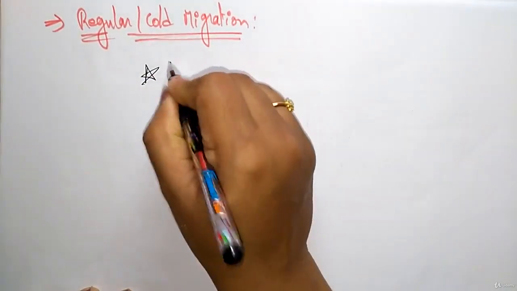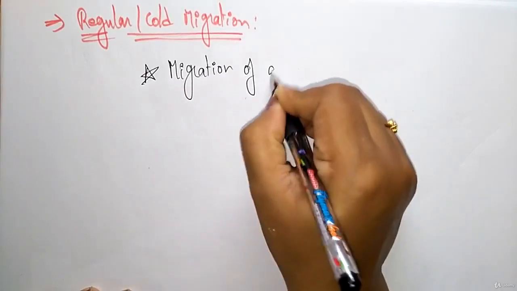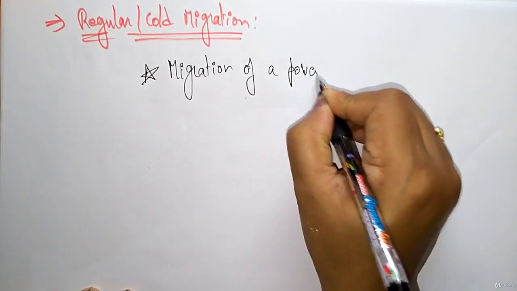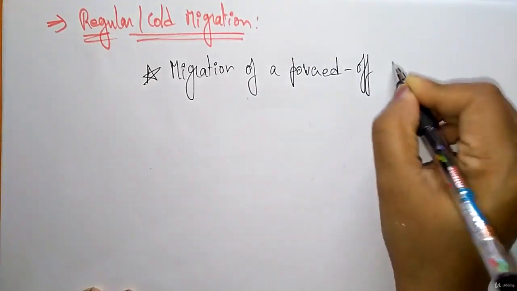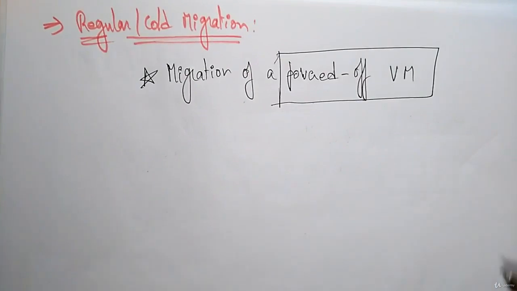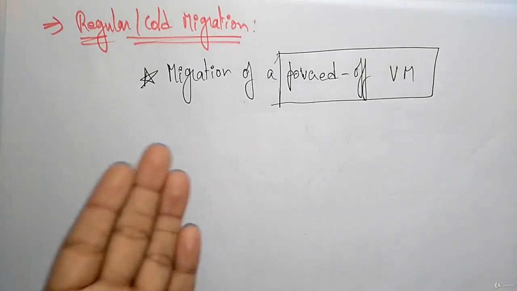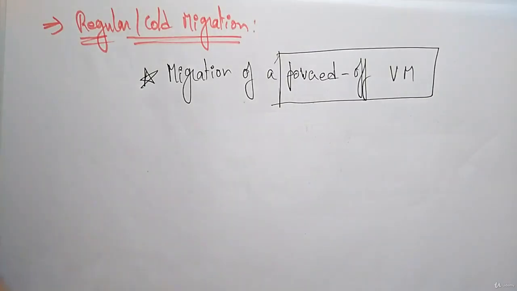Here the technique is the migration of a powered off virtual machine. Whenever the power is off, there is no transferring of heat. Whenever there is no transferring of heat, the system becomes cold. That is, regular or cold migration is the movement of the virtual machine from one physical host to another physical host during power off.